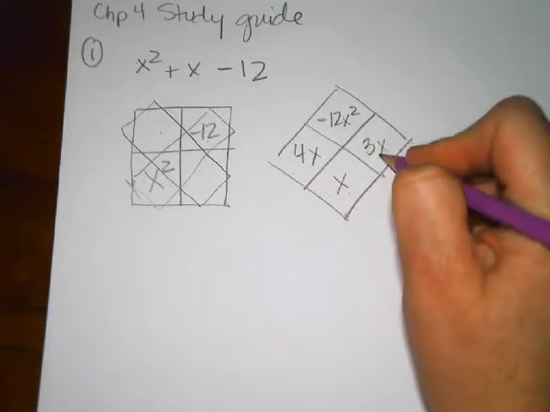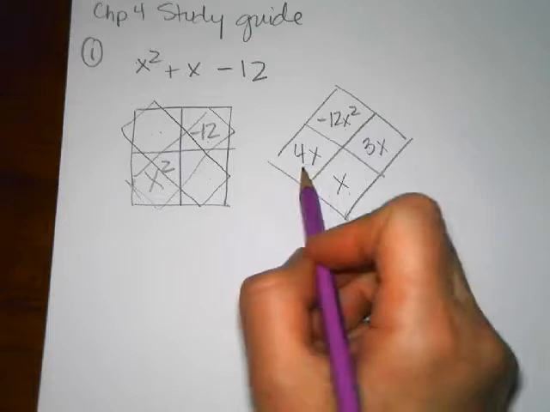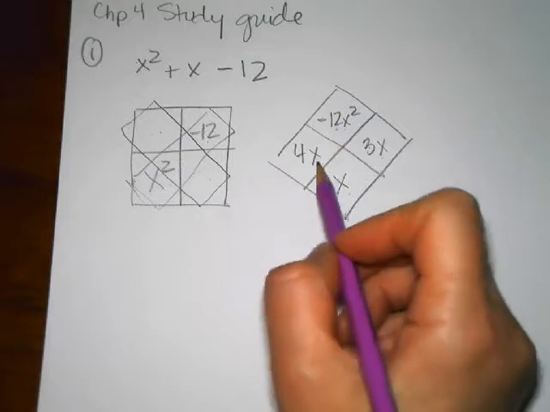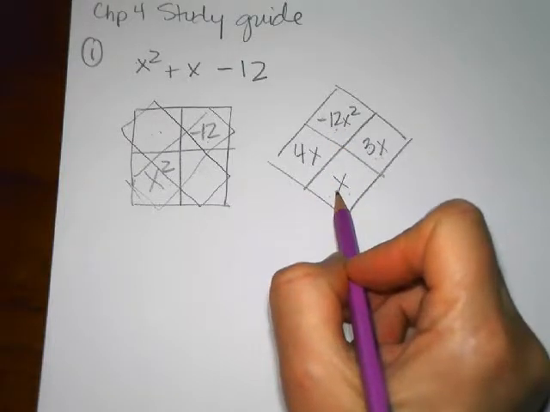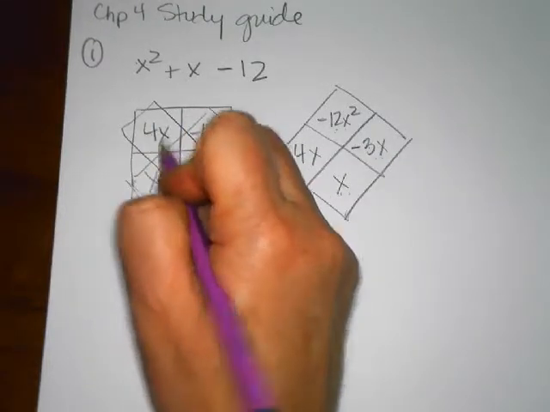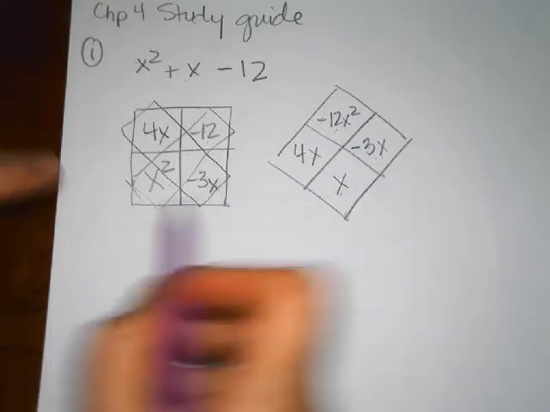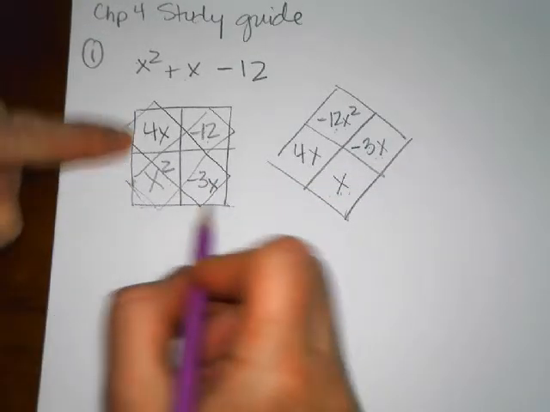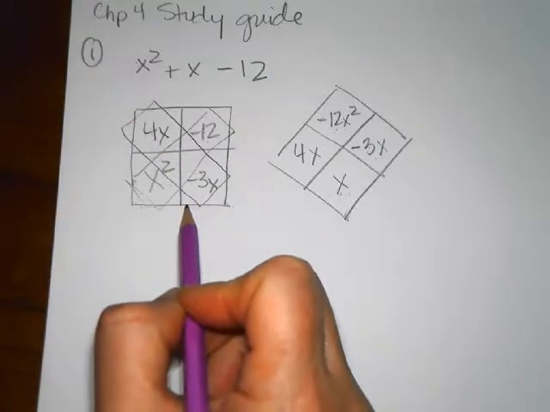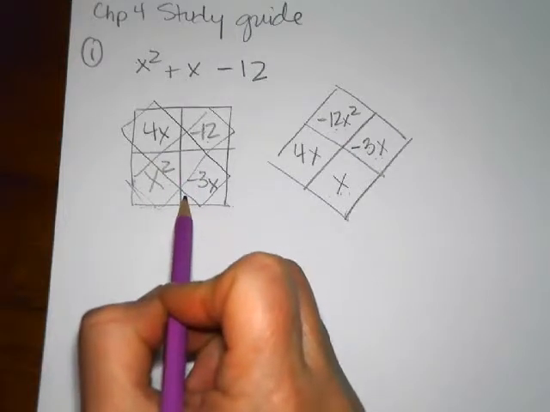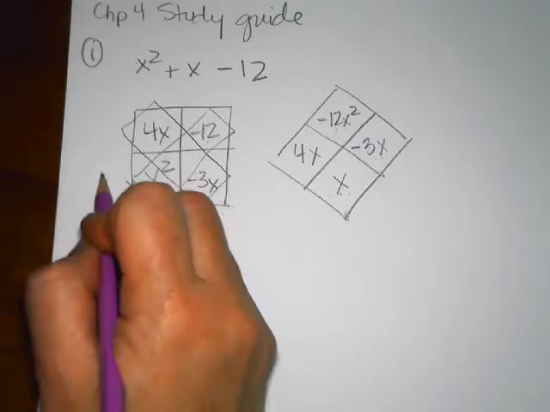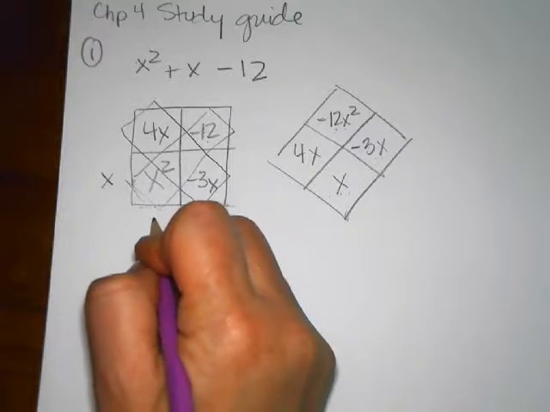4x, 3x. Now, one of those needs to be negative because when we multiply them, you get a negative 12x. But when you add them, you get a positive 1. So if we want the 1 to be positive, we're going to make the 3 negative. So 4x, negative 3x. You're looking for the length and the width of this rectangle. So this is one that could easily be built with tiles. If you are still struggling with any of this, come in for Saturday or come in after school and we can build this. We can try to help you make sense of this.